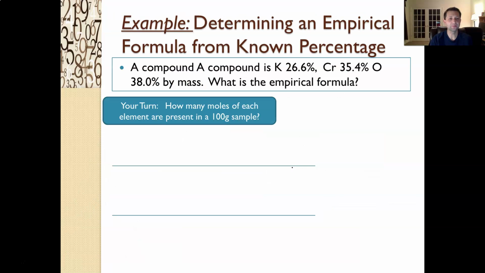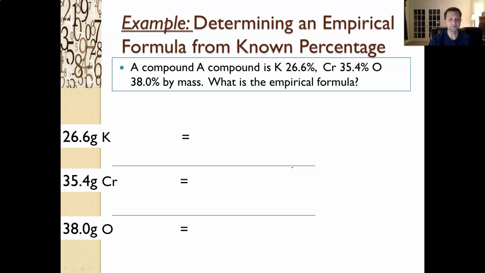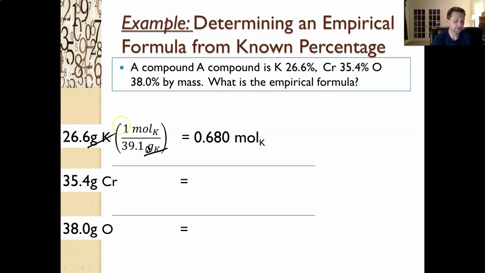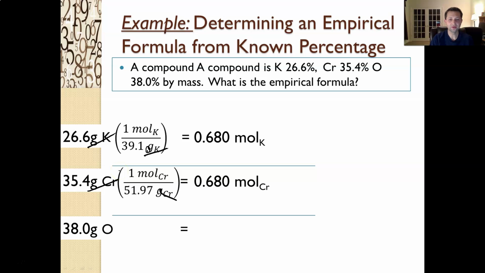So let's knock it out. 26.6 grams of potassium, 35.4 chromium, 38.0 oxygen. So we're pretending we have 100 grams of our sample, so we would have this many grams of all these things. A couple quick mole conversions. Again, they might differ a little bit from your periodic table, like potassium's 39.10. There's an extra sig fig in there. But anyway, cancel out grams of potassium. You end up with 0.680 moles of K. Do the same thing for chromium. 51.97 grams of chromium cancels. So we end up with 0.680 again. Just happens to be that same number, no big deal.